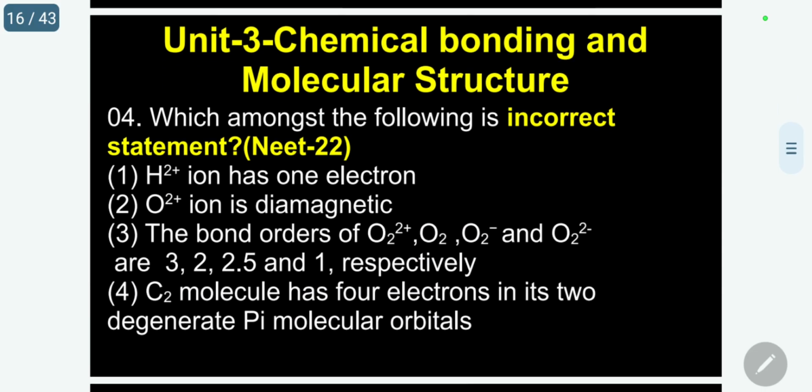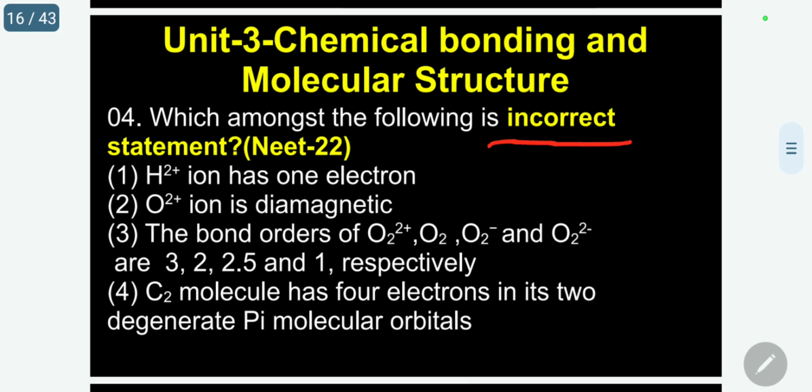Okay, next question, number 4. This is a simple statement, but anyhow, you should be careful. Which among the following is incorrect? Please follow. The previous one was correct; here we need the incorrect statement. This was asked in NEET 22.